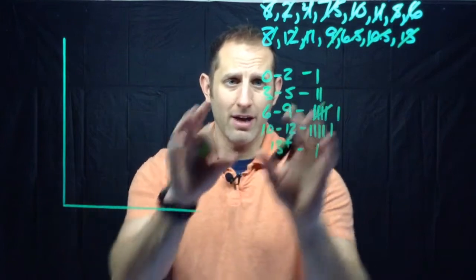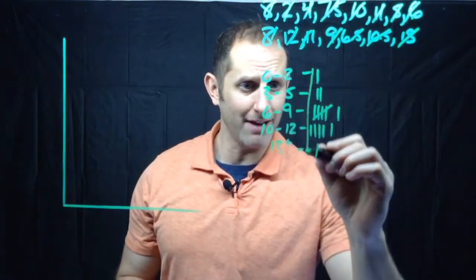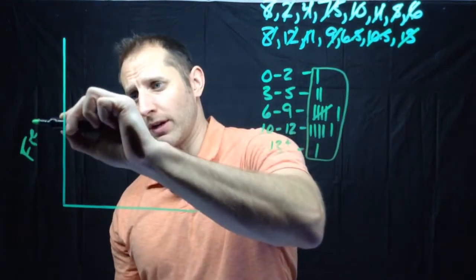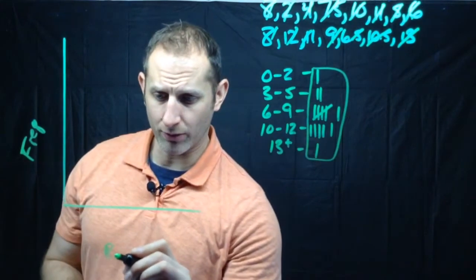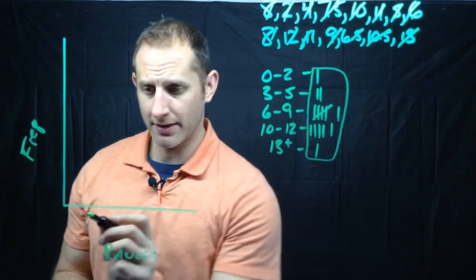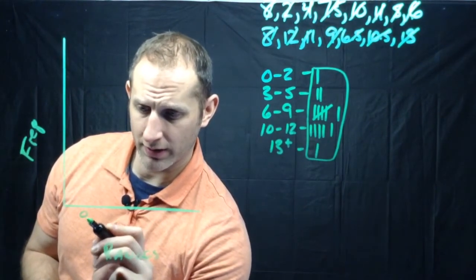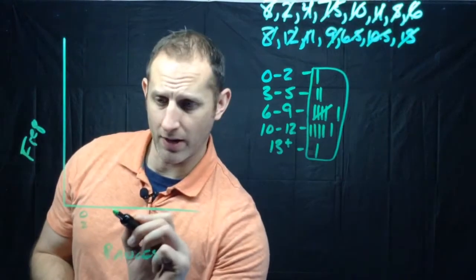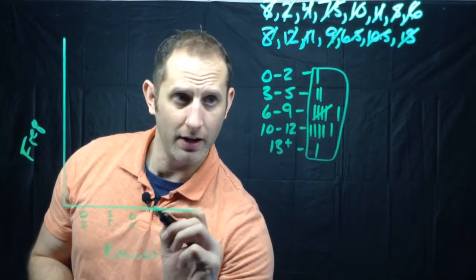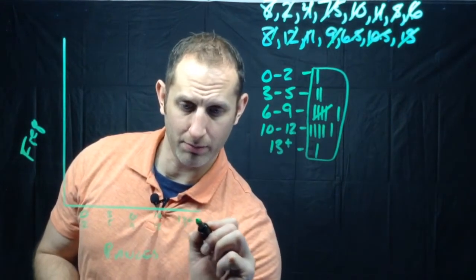This becomes the bottom of the graph, this part right here, and this becomes the left-hand side of the graph, which was the frequency. So we'll label this frequency, and we'll label these ranges. So let's take a look. We've got 0 to 2. And then we'll go 3 to 5, and then we'll go 6 to 9, we'll go 10 to 12, and then we'll finally go 13 plus.